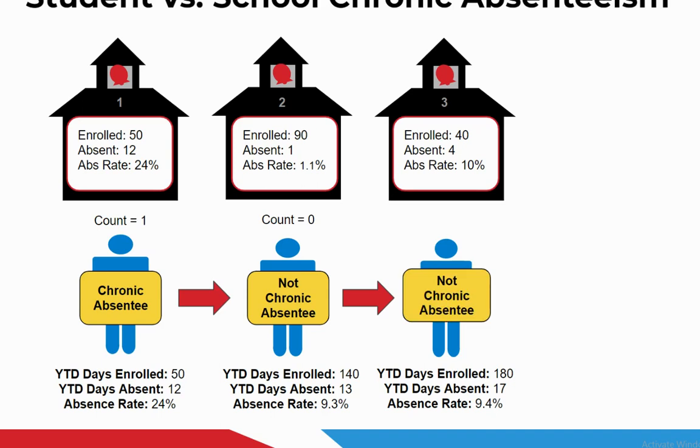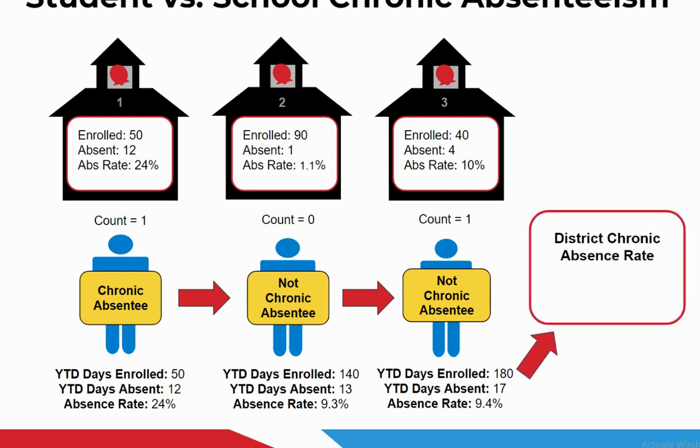However, although the student isn't a chronic absentee, since they missed 10% of the days enrolled at school number 3, the student does count against the school's chronic absence rate. And when calculating the district's chronic absence rate, all enrollment across all school sites is considered. So using this example, although the student counted against 2 different school sites, they would not count against the district's chronic absence rate as they had not been absent 10% or more of their total of days enrolled.